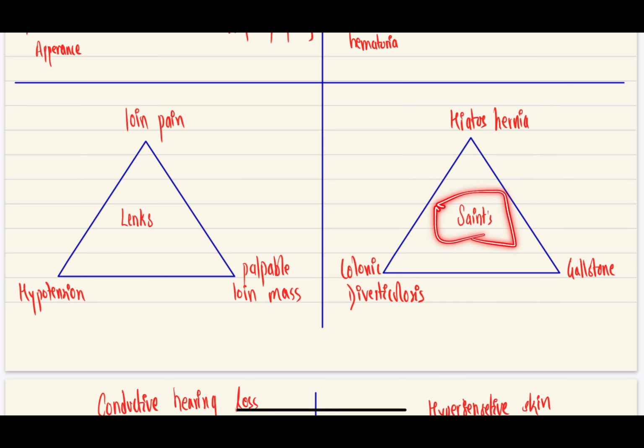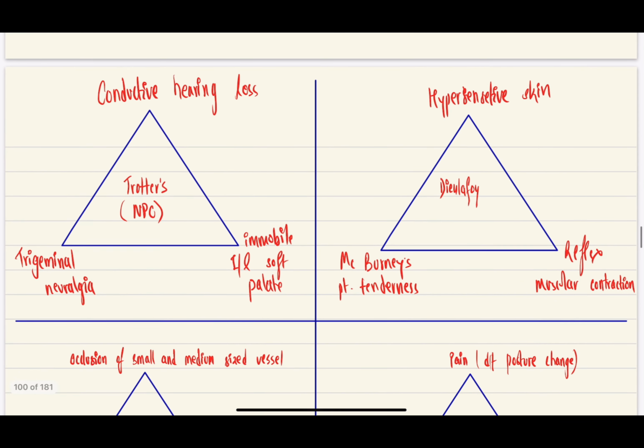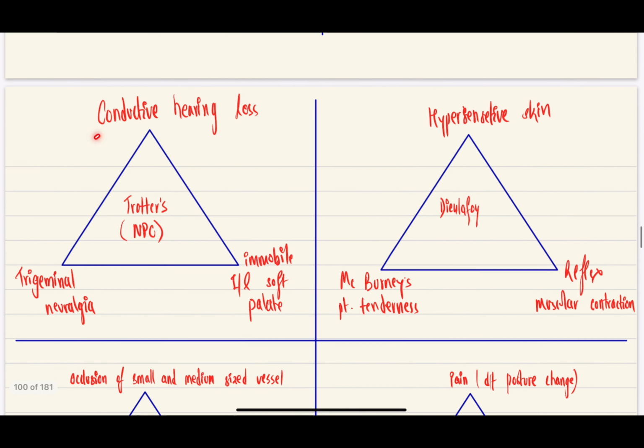We have Saint's triad, which consists of hiatal hernia, colonic diverticulosis, and gallstone. We have Trotter's triad for nasopharyngeal carcinoma, which consists of conductive hearing loss, trigeminal neuralgia, and immobile ipsilateral soft palate. We have Dieulafoy's triad, which consists of hypersensitive skin, McBurney's point tenderness, and reflex muscle contractions.